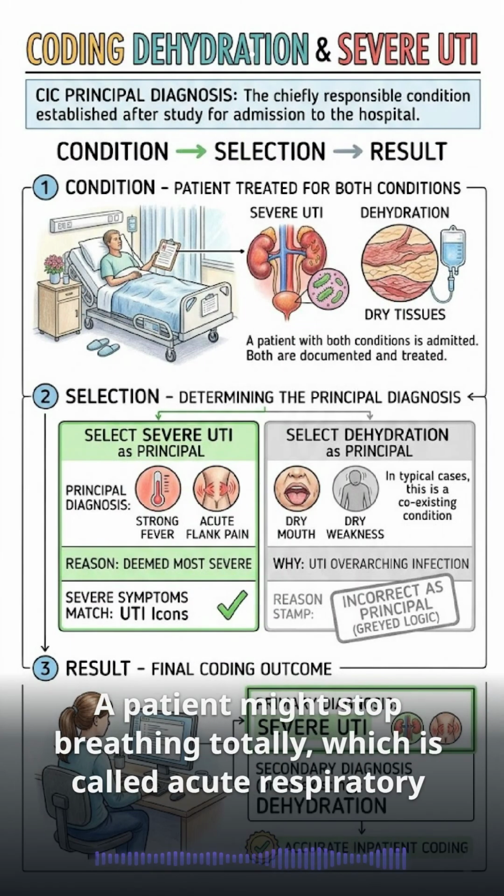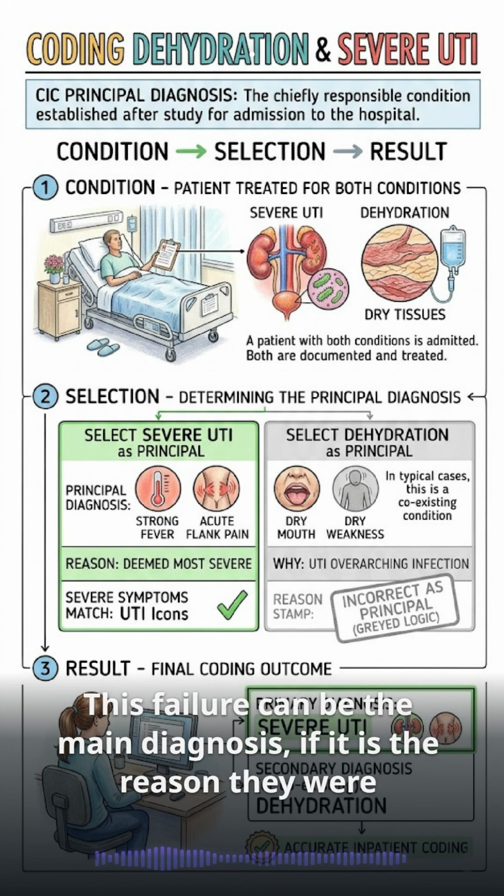A patient might stop breathing totally, which is called acute respiratory failure in the chart. This failure can be the main diagnosis, if it is the reason they were admitted. But if a head injury caused it, the head injury must be the principal code.